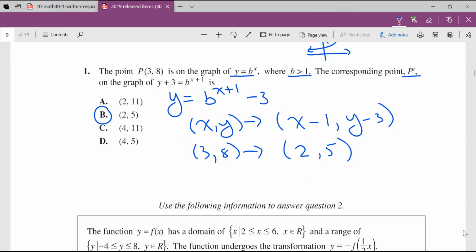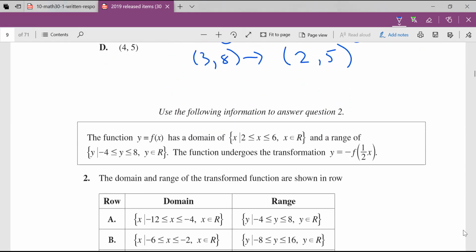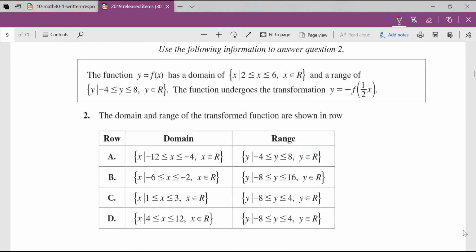Your diploma always begins with transformations. It's usually the first 5 or 6 questions. Okay, question number 2. They give us the function f of x, and they give us the domain of it, and the range. The function undergoes this transformation, and we have to find the new domain and range of the transformed function.